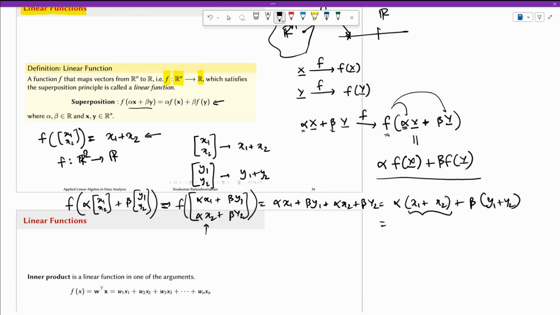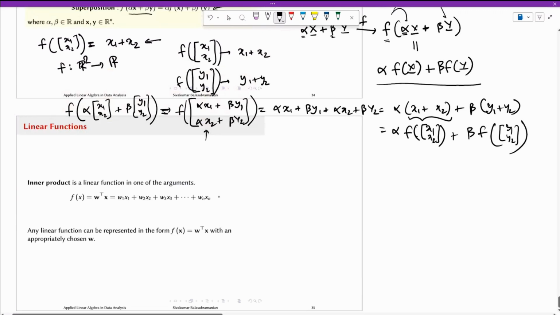But what is x1 plus x2? It's f of x1, x2. Similarly, y1 plus y2 is f of y1, y2. That means this function is in fact linear, because f of alpha times x1, x2 plus beta times y1, y2 is in fact alpha times f of x1, x2 plus beta times f of y1, y2. Okay? So that's how you verify.